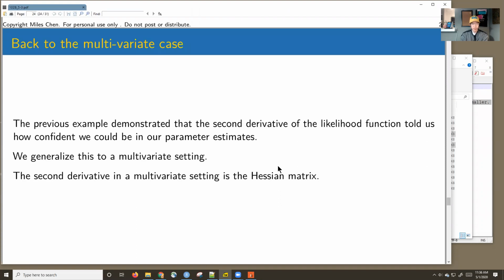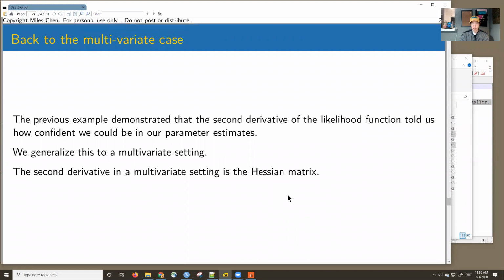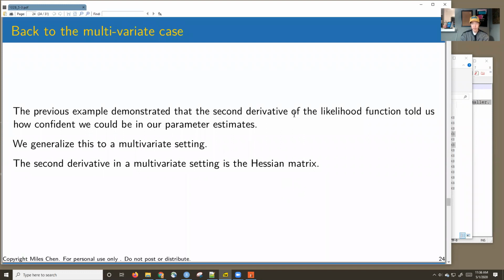So what we're going to do now is generalize this to the multivariate case. The second derivative told us how confident we can be in our parameter estimates, and what we saw for the Bernoulli case was that the more observations you had, the more confident you can be in your estimate of theta. We want to generalize this to the multivariate setting, and the second derivative in the multivariate setting would be the Hessian matrix.